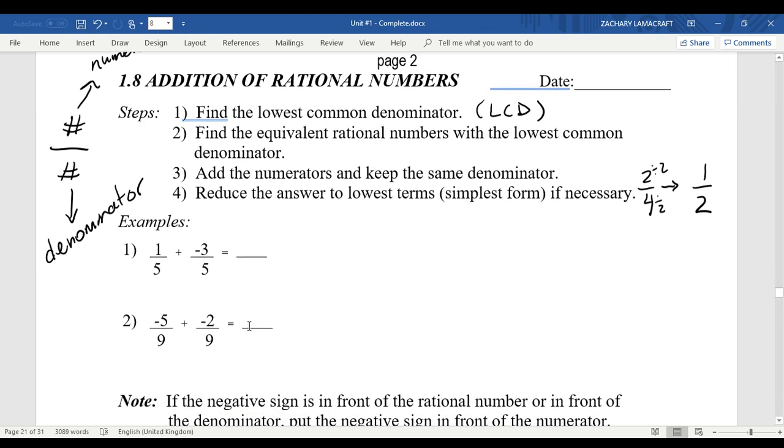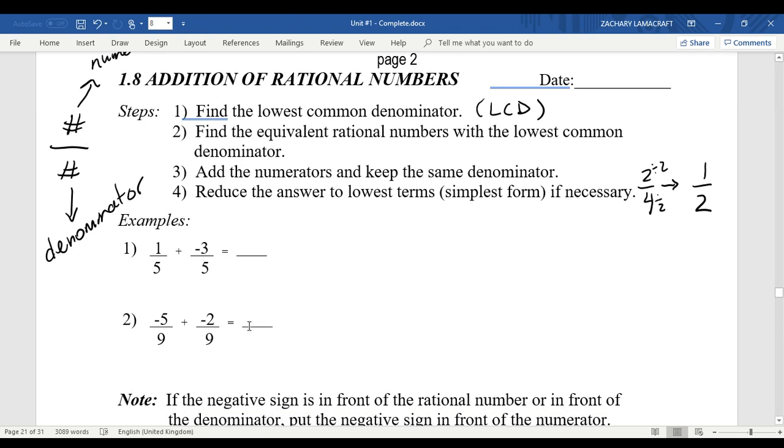So if we look at the first question, we have the same denominator, meaning that step 1 is done. Then we can jump all the way to step 3, which is add the numerators and keep the denominator. So all we would do, to keep things simple, is 1 plus negative 3, which would be negative 2 over 5. That would be our answer.